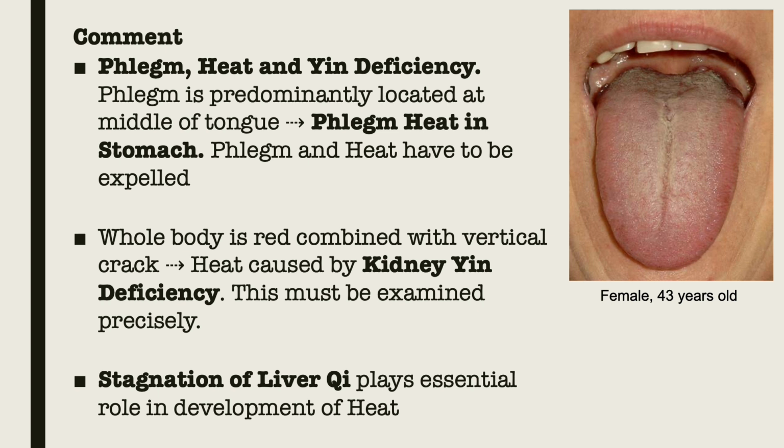Obviously, we have the tongue which represents phlegm, heat, and yin deficiency. Phlegm is predominantly located at the middle of the tongue, so there is phlegm heat in the stomach. Therefore, phlegm and heat have to be expelled. The whole tongue body is red combined with the vertical crack. So, there is heat caused by kidney yin deficiency. This must be examined precisely. Liver qi stagnation plays an essential role in the development of heat.